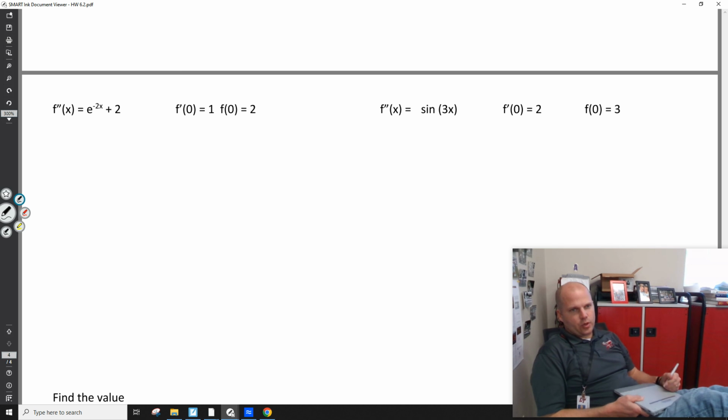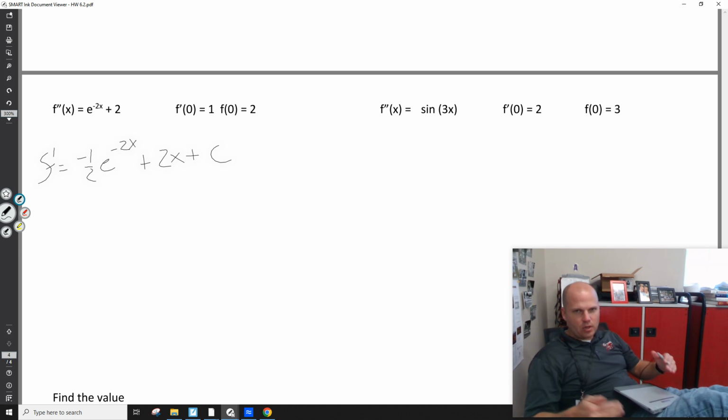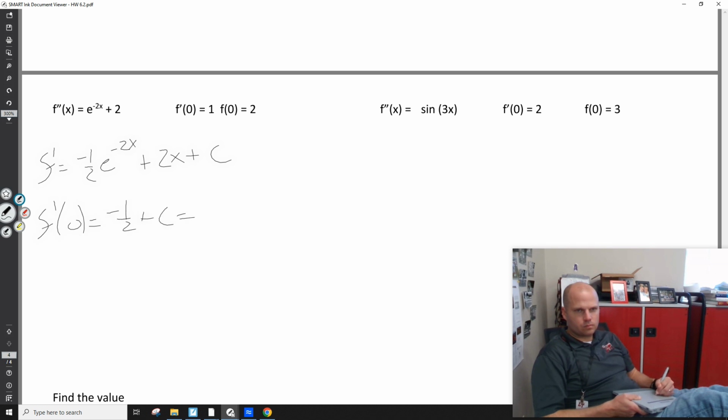Second order differential equations. Every step along the way, you need a C. Yes, we're on that side.